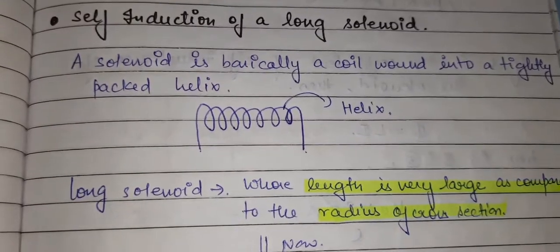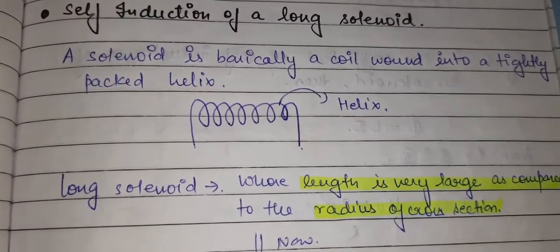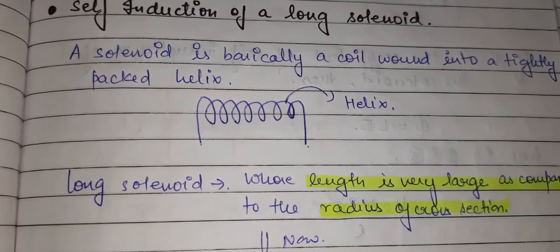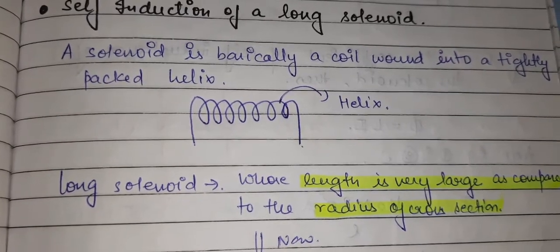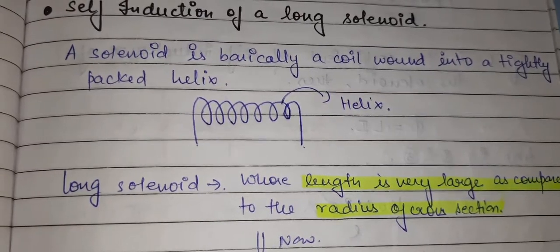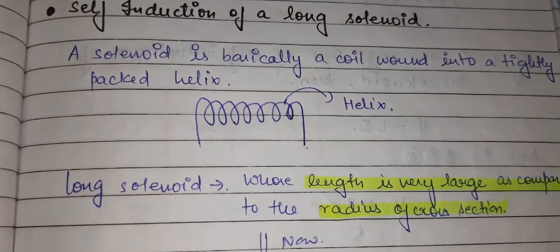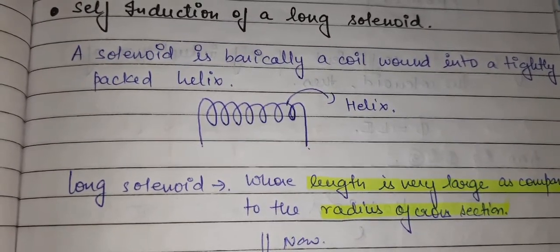Video for class 12th, and the topic which we are dealing with is the self induction of a long solenoid. First of all, we will discuss the coefficient of self inductance in this video, and we will discuss on which factors the self inductance depends in the case of a long solenoid, whether it is directly proportional or inversely proportional. And the derivation which is required for the formula.